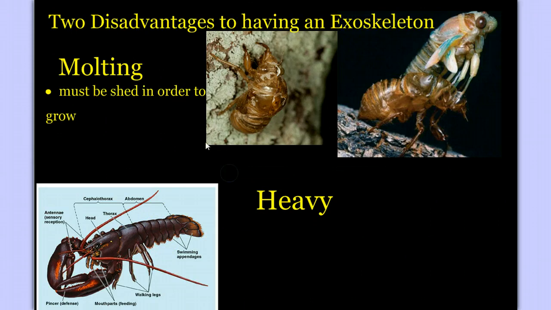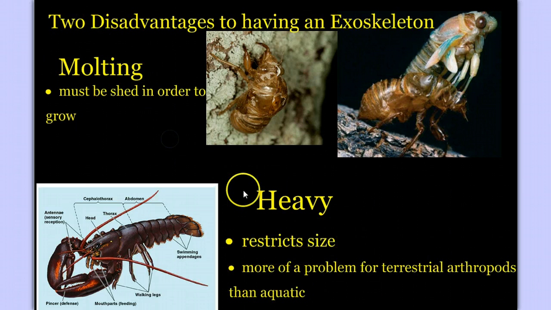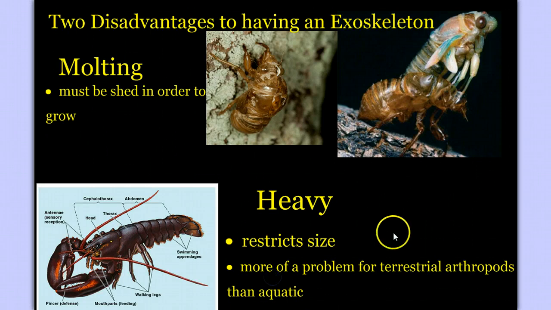Now, this turns out to be much more of a problem for terrestrial arthropods than aquatic, because in the water the weight isn't as much of an issue. And if you think about it, where do you see the larger arthropods? Like a giant crab or lobster, you'd see them in the water where the water is carrying that weight.